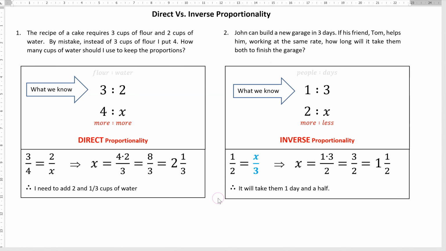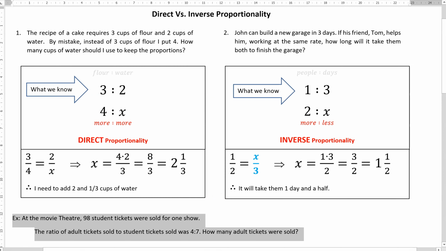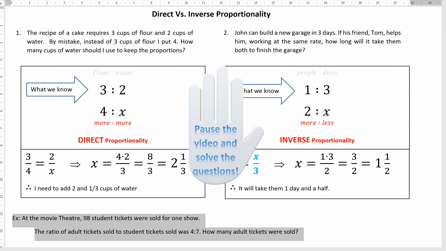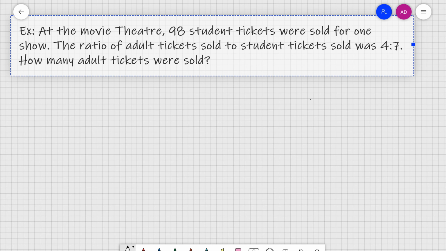Now I have an application for you. You solve it. At the movie theater, 90 student tickets were sold for 1 show. The ratio of adult tickets sold to students' tickets sold was 4 to 7. How many adult tickets were sold? Here you pause the video and solve it. After that, you're going to see the solution. Assuming you solved it, here's the solution.